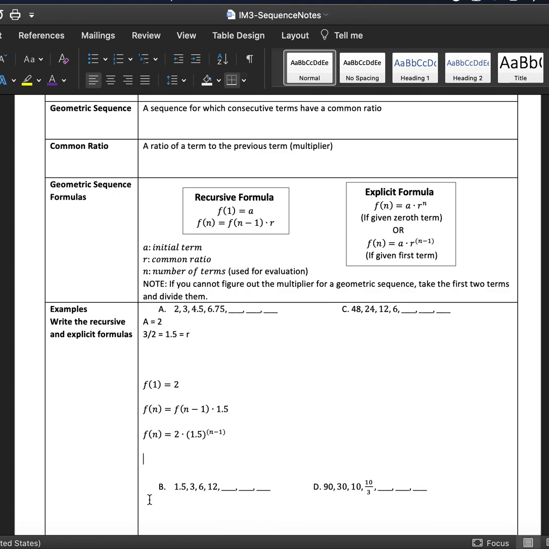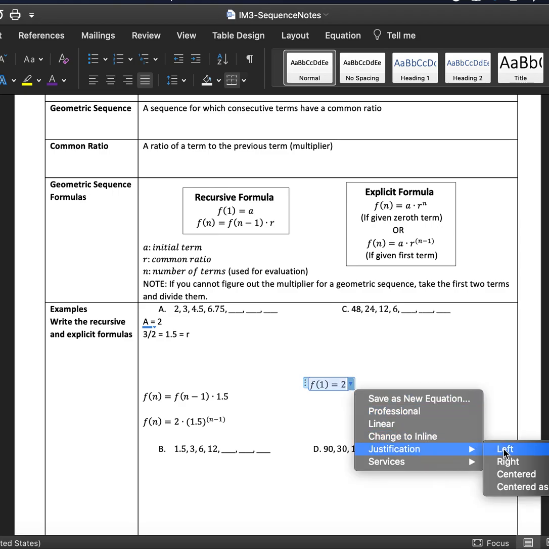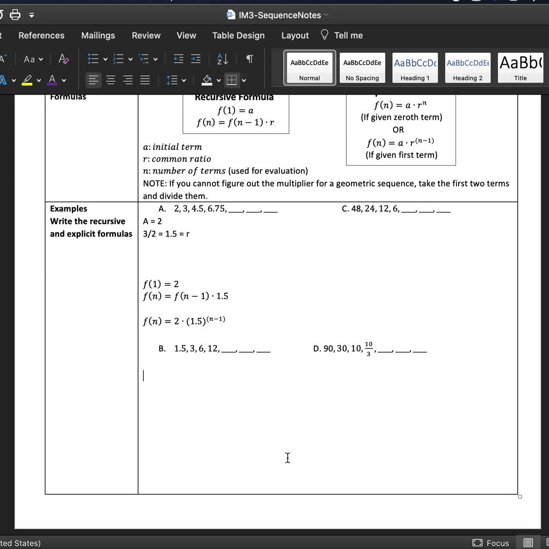So what we just did was we looked at our sequence and we were able to come up with our first term, our common ratio, and then give our recursive formula, which is these two items, and then our explicit formula, okay? So if you want to pause the video and do B, C, and D first, and then come back to this video, I would encourage you to do that. Okay, so hopefully you've tried a few. What we're going to do now is we're going to finish and do B, C, and D.